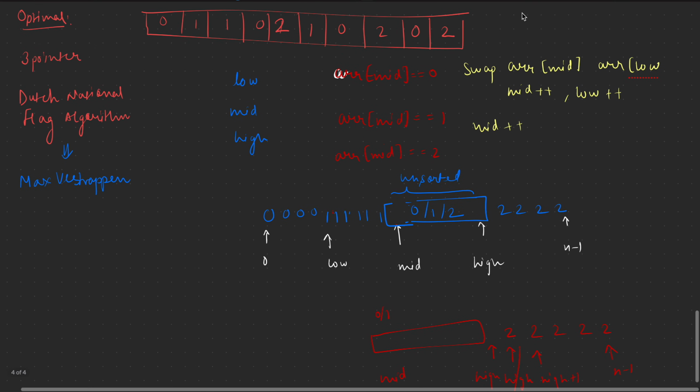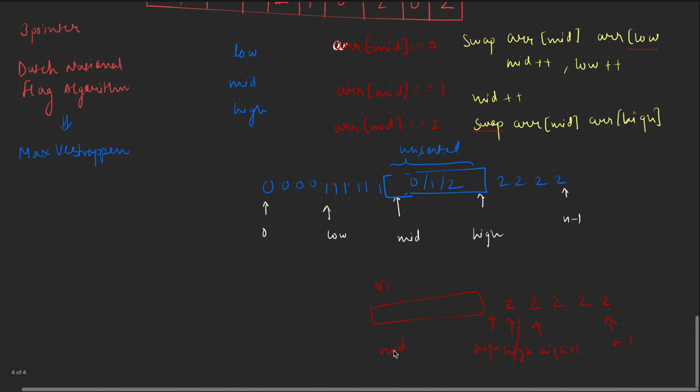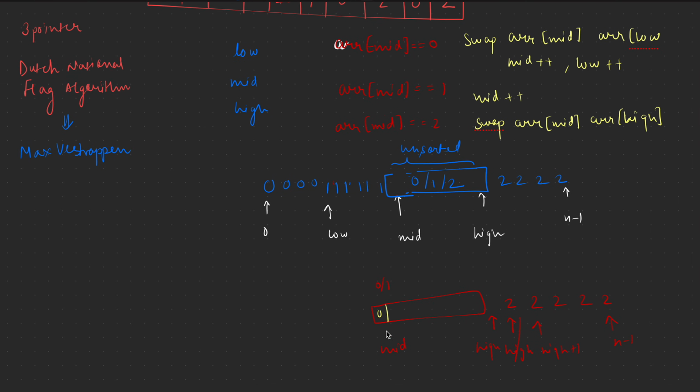So if array of mid equals 2, what do we do? We swap array of mid and array of high, and mid does not change its position, because if it is 0 or 1, we can again, like for 0, we can swap it to the previous low element here, 1 or something, and we can follow the further operations. And if it is 1, then we can just move the mid pointer to the next element.